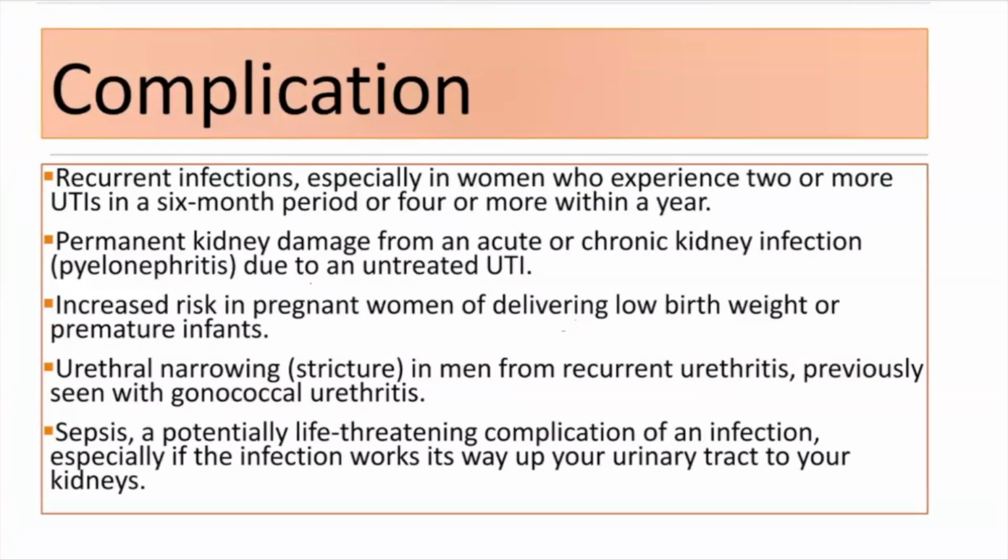Now we come to the complications of UTI. They include recurrent infections, or acute or chronic kidney infections, pyelonephritis due to untreated UTI, or in a pregnant woman. Recurrent infections we can explain as two or more infections in 6 months, or three or more episodes of UTI in 1 year. That is when we say recurrent.